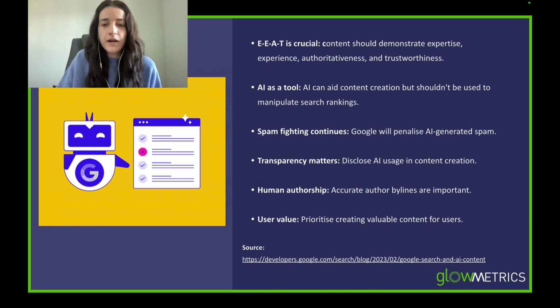Human authorship. Accurate author bylines are important. If you have a LinkedIn account, or any credentials and qualifications relevant within your industry to back up what you're saying, absolutely include them. And then user value. Prioritize creating valuable content for users. As mentioned before, users are always going to be Google's number one priority. So if you're creating good content for your users, you're by default creating good content for Google as well.